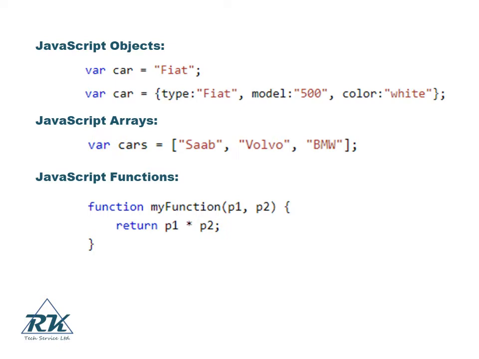JavaScript functions. A JavaScript function is a block of code designed to perform a particular task. A JavaScript function is executed when something invokes it or calls it. We can use JavaScript functions as a variable as well as a separate method or function in JavaScript. Please find here one example of a JavaScript function. This function returns the product of P1 and P2.